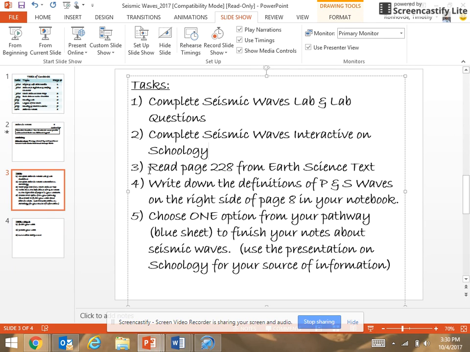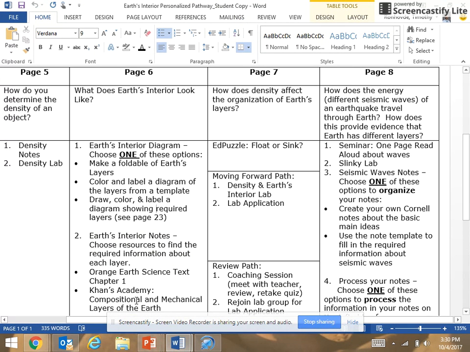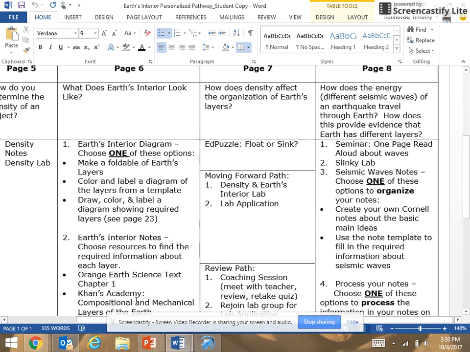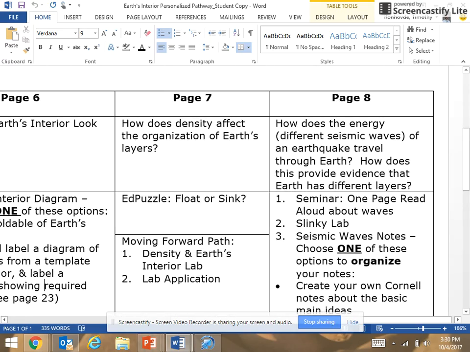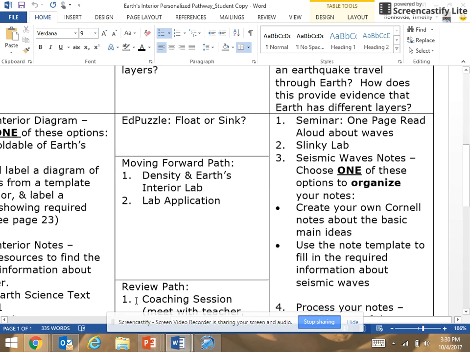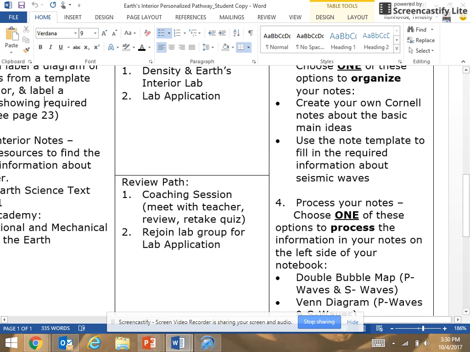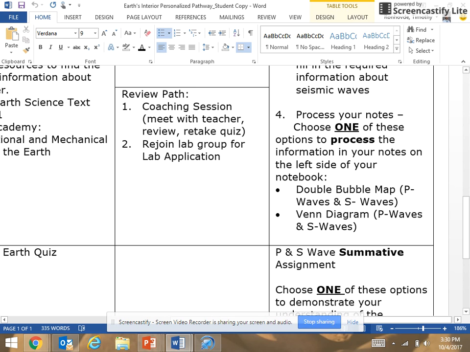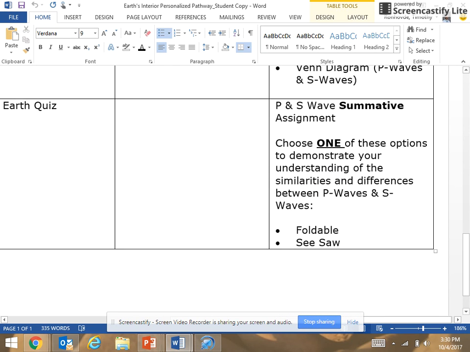Then we read page 228 from the textbook, and you defined P waves and S waves on the right side of page 8 in your notebook. And we stopped there. So we'll do number 5 next class and a couple more things to review. All right, just to show you this, that's all part of page 8 in your notebook. So we're in this final column of your personalized learning pathway. And we'll be finishing this column next class. And I'll tell you about the P and S waves summative assignment at that point.